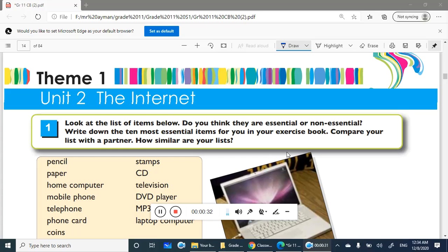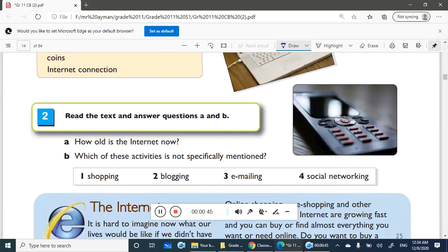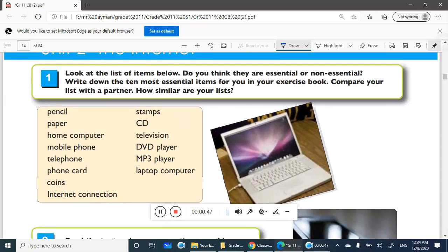Write down the 10 most essential items for you in your exercise book. Compare your list with a partner. How similar are your lists? So pause the video and write down the 10 most essential items of these items. Then let us check our answers.